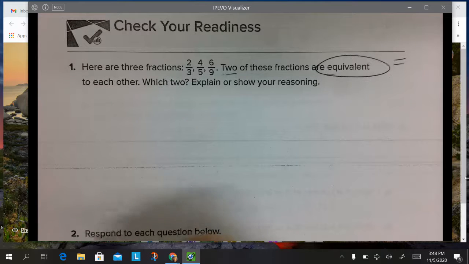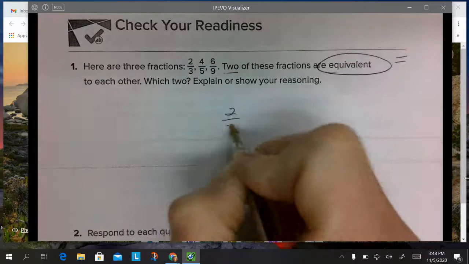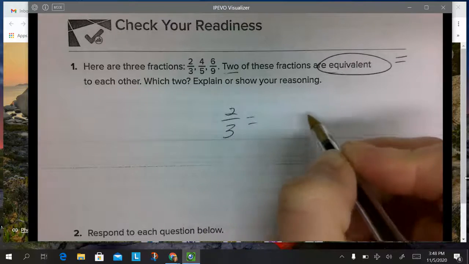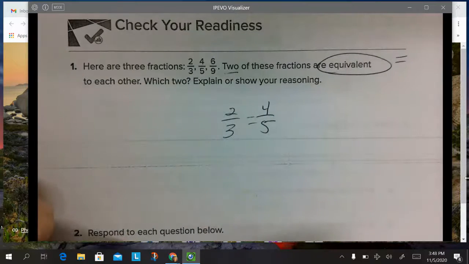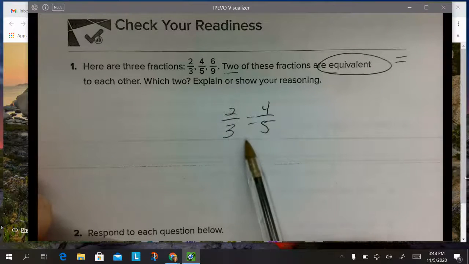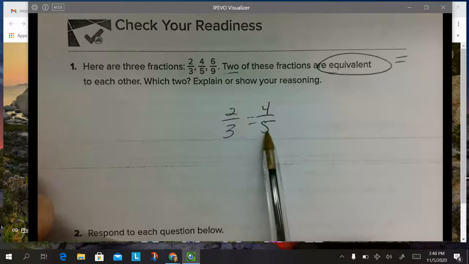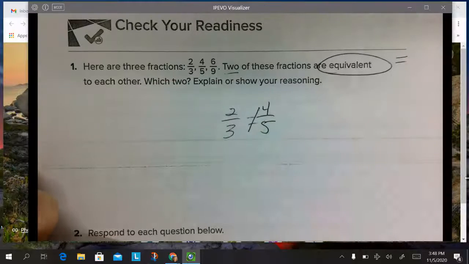Well, I would start with comparing maybe 2 of them. So if you want to start with the first 2, look at 2/3, and you want to see if it's equal to 4/5. Well, would that be equal? I don't know. Let's see. 2 times 2 is 4. 3 times 2 is 5. No, those 2 are not equal. So you put a line through the equal sign.